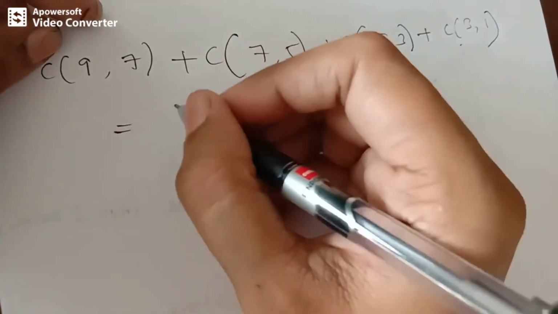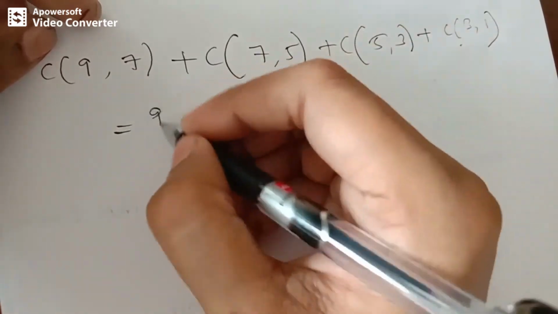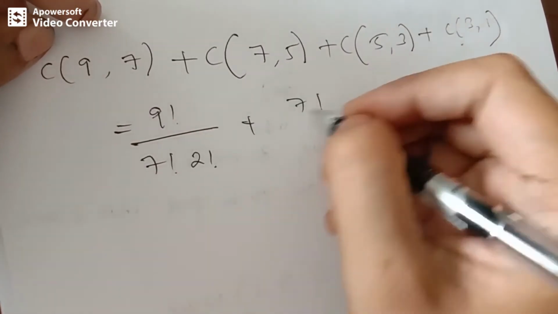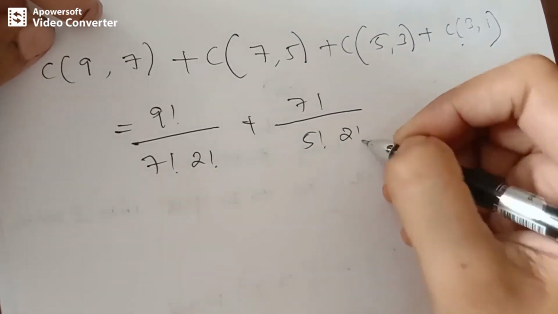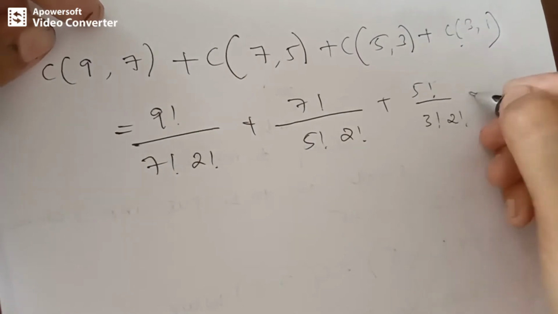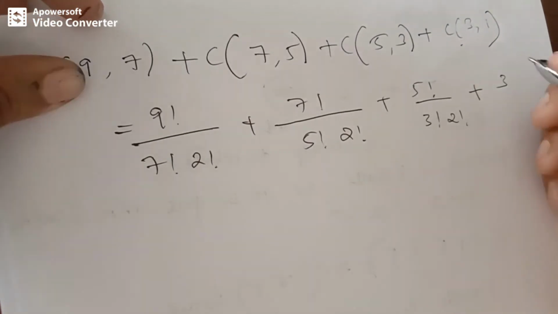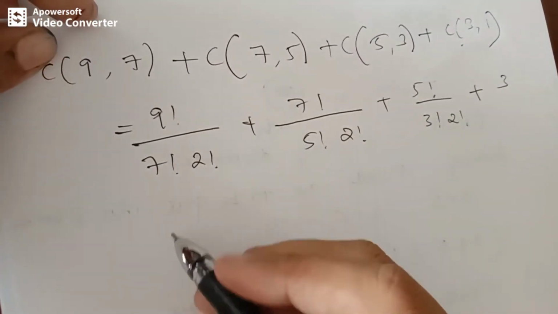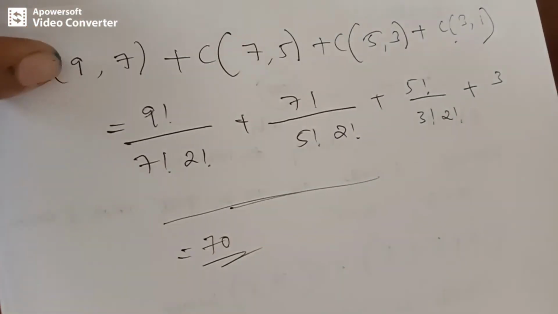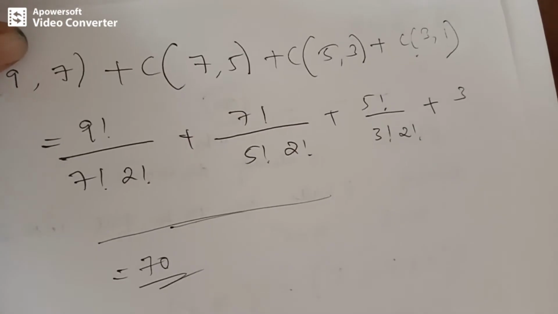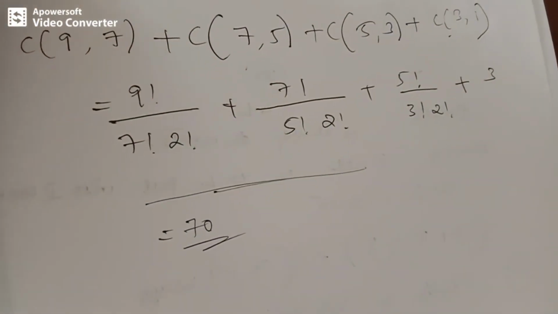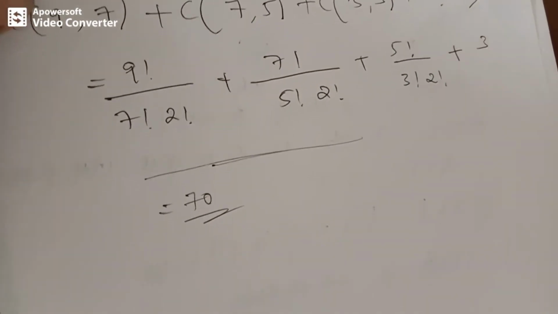So totally if you just verify, this will be like 9 factorial into 7 factorial into 2 factorial plus 7 factorial into 5 factorial into 2 factorial plus 5 factorial into 3 factorial into 2 factorial plus this will be 3. So you can also further simplify this answer and check whether you get 70. So this is one question wherein you will get quite a big question. This may also appear in the question paper.